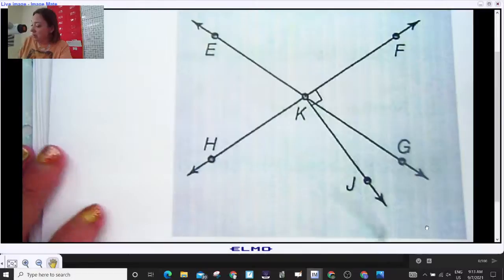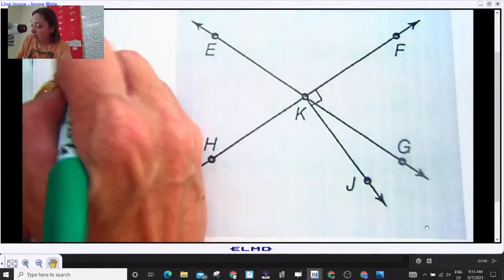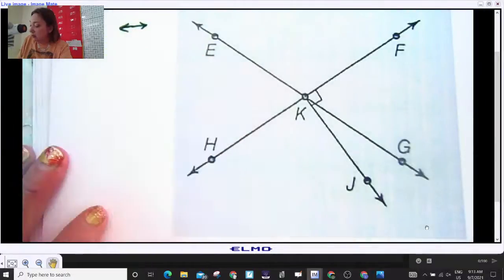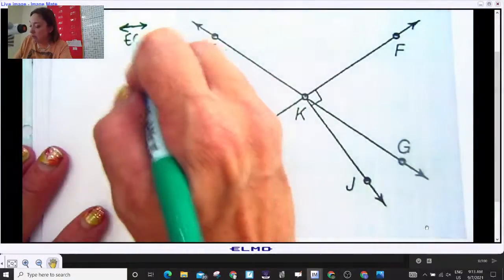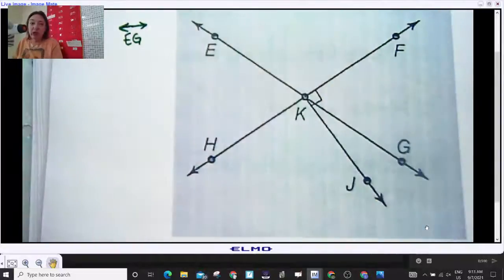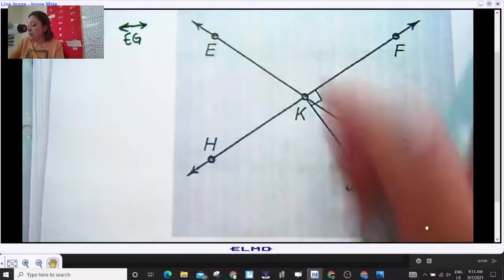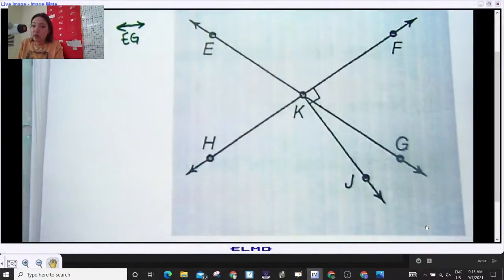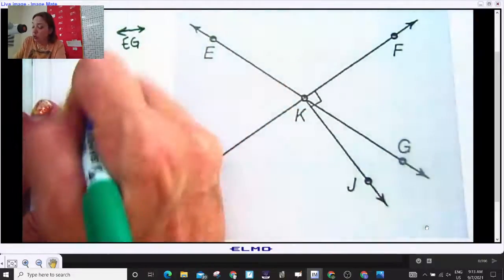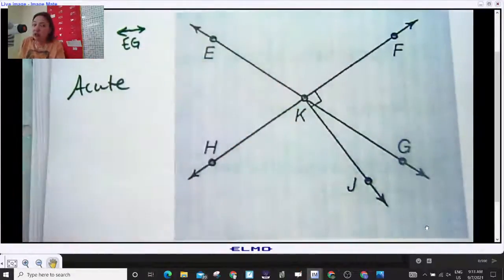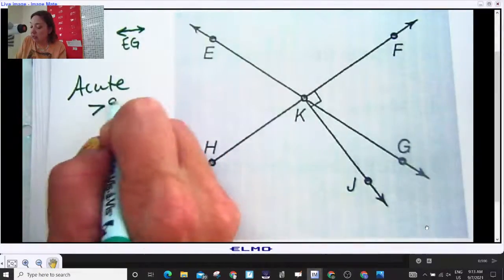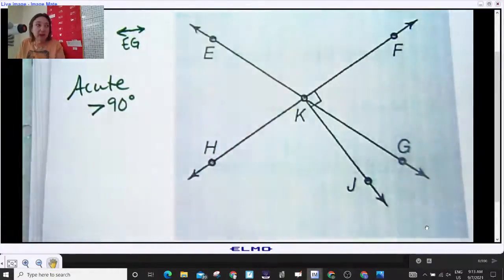So line HF and line EG. Is that what you said? Yeah. So those are two lines that cross each other, right? And they create four angles. An angle here, here, here, and here, right? The question in this case was acute. What are two acute? Now, what does acute mean? Less than 90. So acute means less than 90 degrees, right?